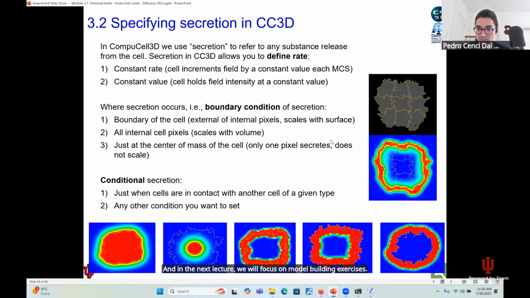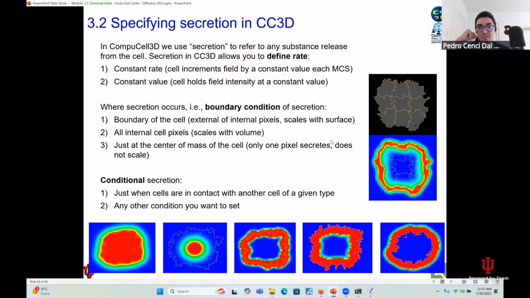Let me go over the discussions here. Secretion can be heterogeneous in the boundary of the cell, similar for uptake, but not in a polarized way. You can absolutely set one pixel to secrete a value different from another pixel. You can do that. It's quite painful to do it this way, but yes, you can.